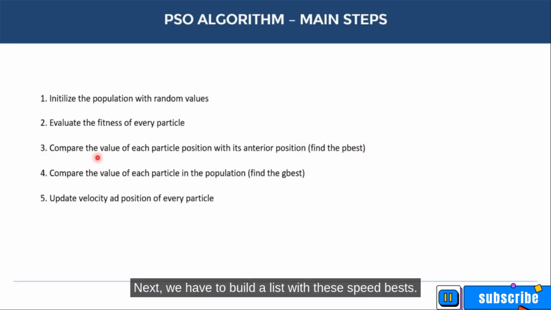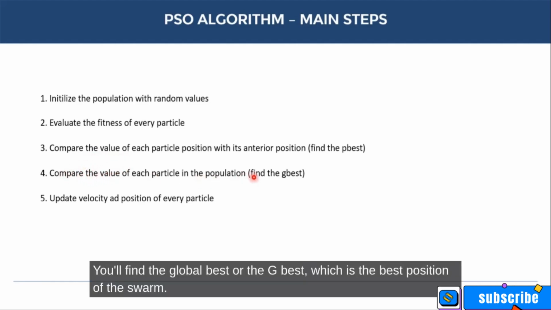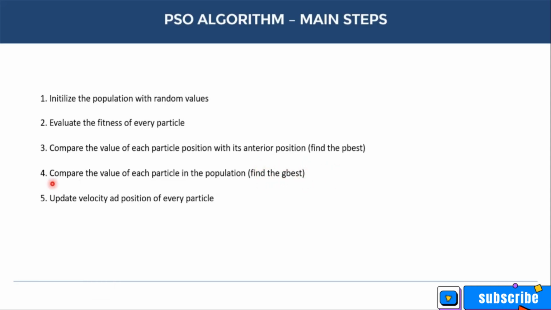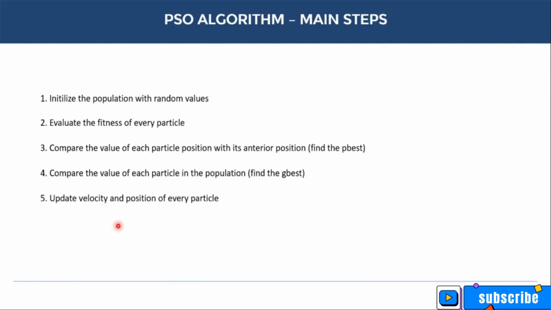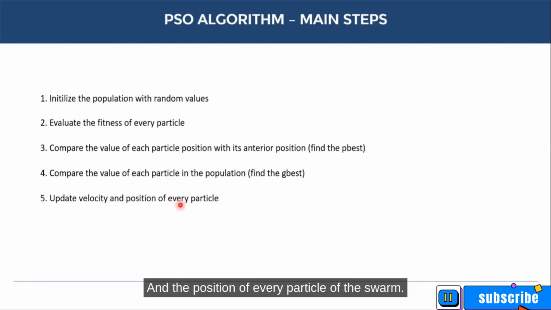Next, we have to build a list with these p-bests. And we have to compare these p-bests, these personal bests, to find the global best, or the g-best, which is the best position of the swarm. Next, we have to update the velocity and the position of every particle of the swarm.